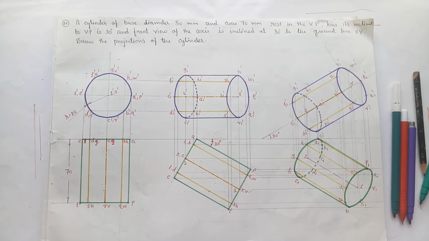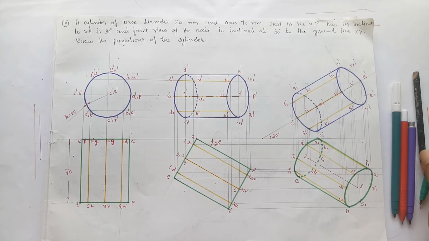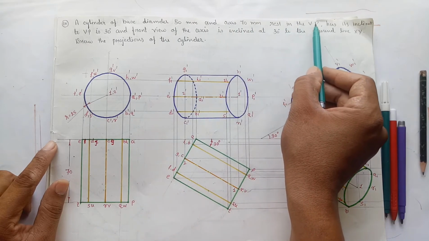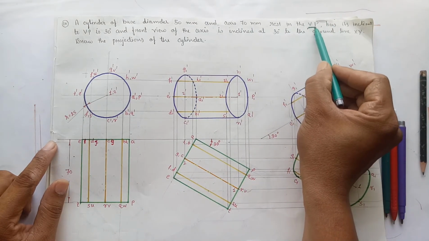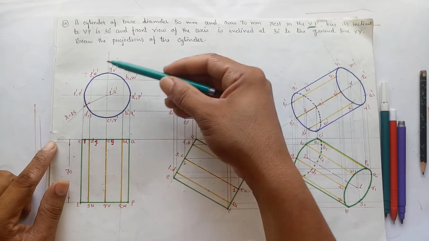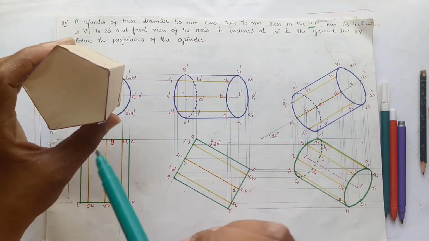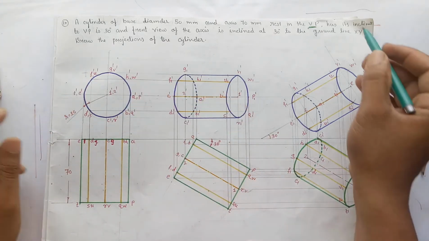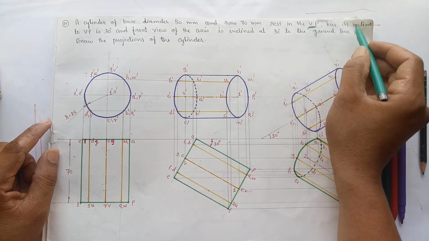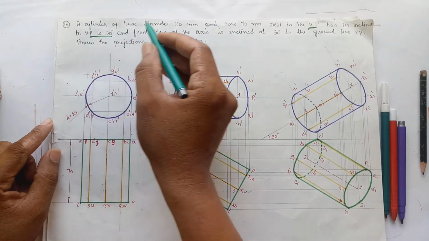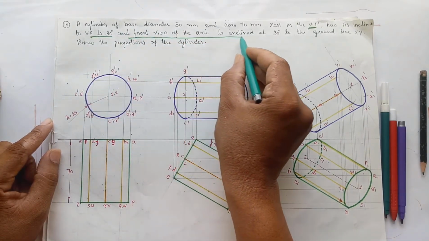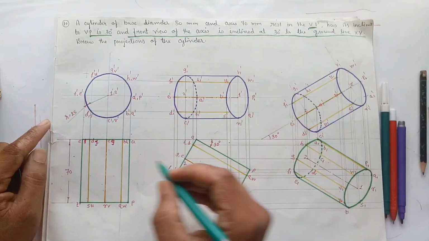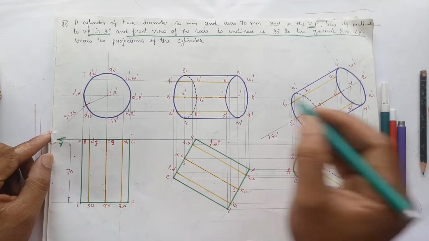Now let us do another problem, of the cylinder. A cylinder of base diameter 50 mm and axis 70 mm is resting in VP. Now it is resting in VP, so we have to draw the base or top face in the elevation. It has its inclination to VP at an angle of 30 degrees, and the front view of the axis is inclined at an angle of 30 degrees to the ground line XY.